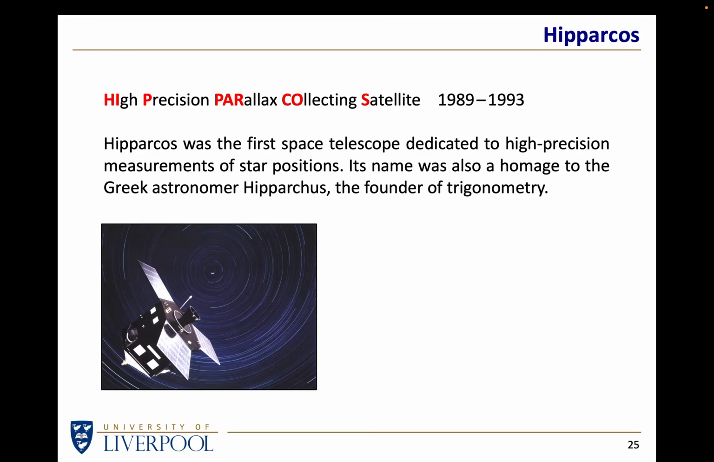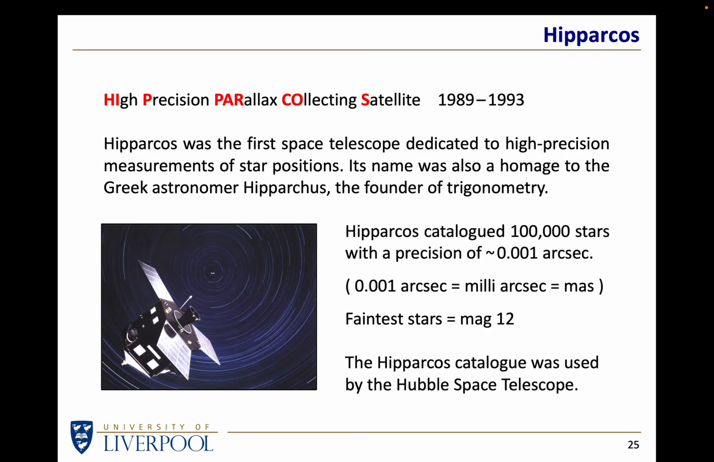Built in the 1980s and operational in the 1990s, Hipparchus's job was basically to map the positions of stars as accurately as possible for the 1980s, and that produced star catalogues. It produced positions of hundreds of thousands of stars with an accuracy of order 1/1000th of an arc second, 1 milli-arc second. Remember how small an arc second is in the first place. Here we've got precision of milli-arc seconds.